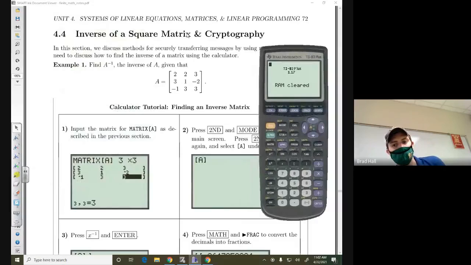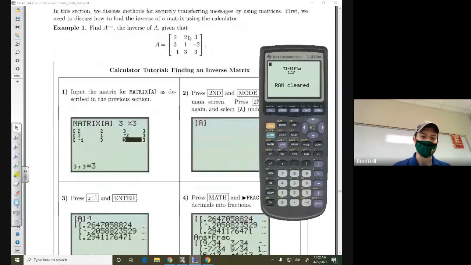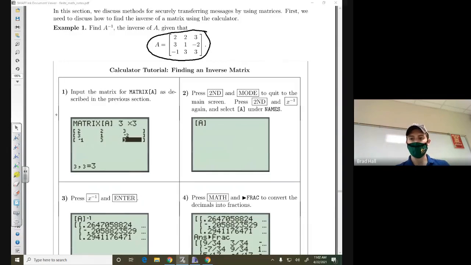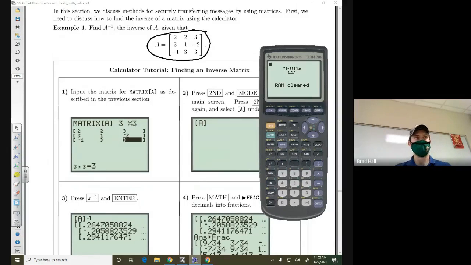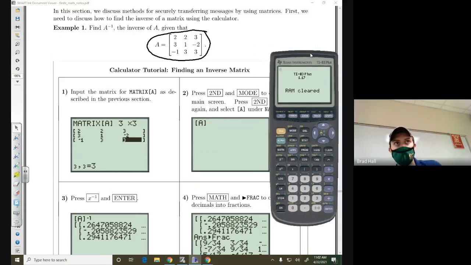We need to start off by taking some matrix. In this example, they give us a matrix here. And we need to program that matrix into the calculator like we've done in the previous two sections. So remember, the main menu that we are dealing with is accessed through second and x to the -1. Talked about this before. That brings you to the matrix menu.